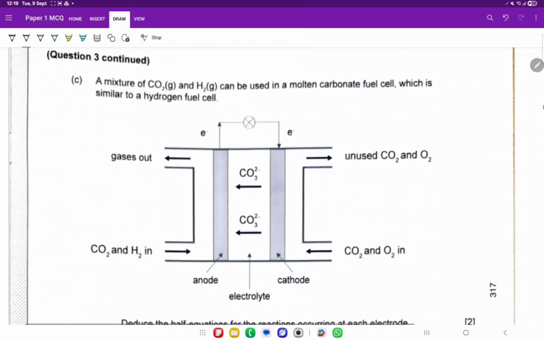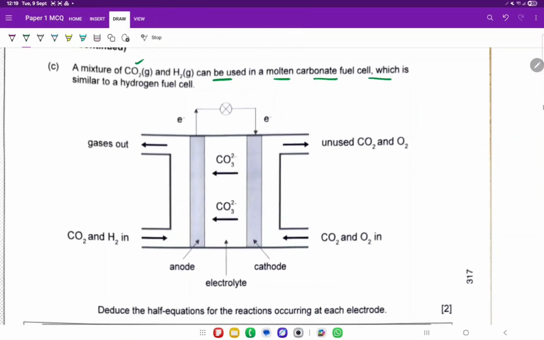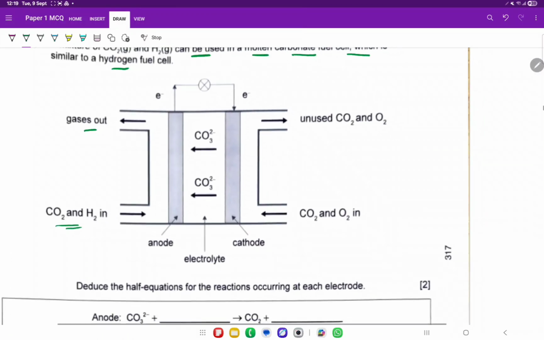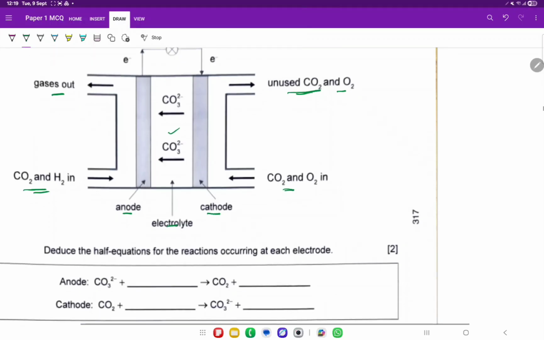Part C says a mixture of CO2 and H2 can be used in a molten carbonate fuel cell, which is shown below, which is similar to a hydrogen fuel cell. Here gases CO2 and H2 are in, and this is the anode, cathode and electrolyte, which contains carbonate ions. Unused CO2 and O2 are passed out from here, and CO2 and O2 are in from here. This is what I can see from this diagram.